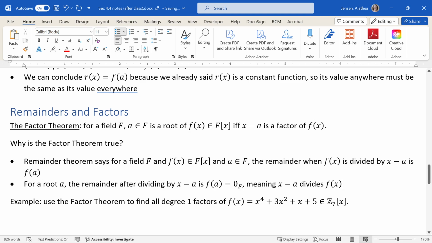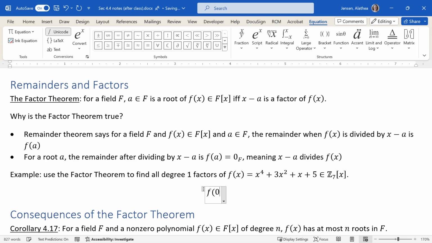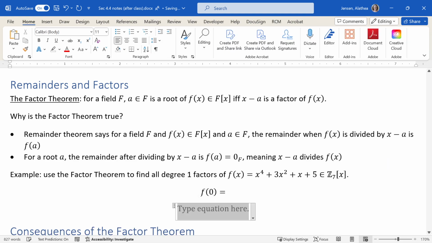So let's go ahead and look at an example of using the factor theorem to find all of the degree 1 factors of this polynomial right here. You can take any polynomial you want, and if you're able to find all of the roots, those correspond to the degree 1 factors of the form x minus a. Let's see if we can find them all. This is not the easy way for real numbers, but when you're in a finite field like Z7, the easiest way to find the roots is just to plug in all the values of Z7 and see if any of them give you 0. So we're going to plug in f of 0, f of 1, and so on.